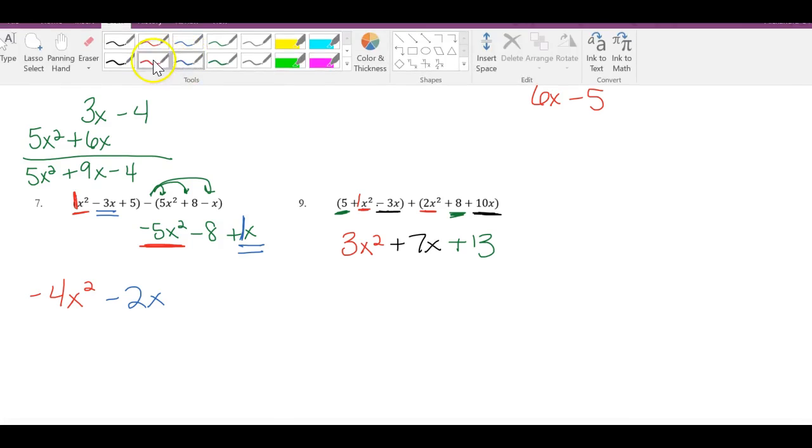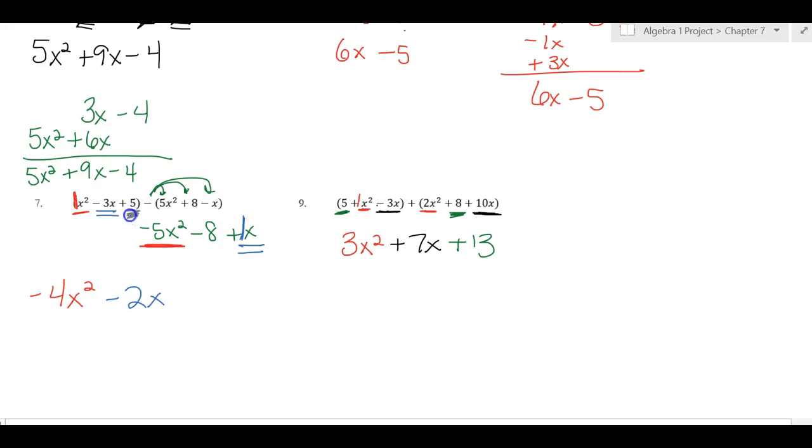And now I need to take care of my numbers. We did red. Let's do gray. And so I have 5 with negative 8. And 5 with a negative 8 is a negative 3. Okay? So be careful. Make sure you only put together things that go together. And if there's a negative or a subtraction, remember to distribute that.